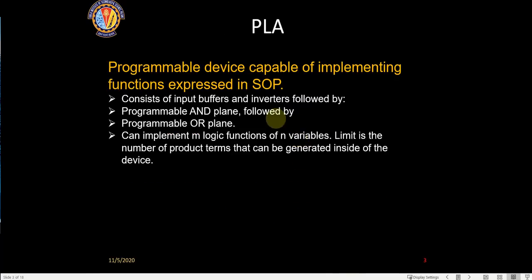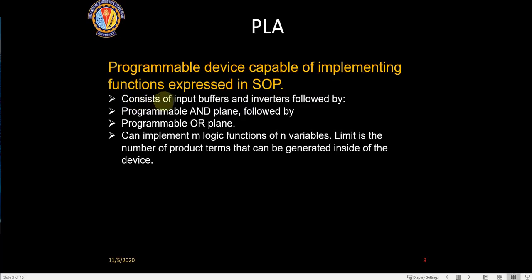So what is a PLA? A PLA is a programmable device capable of implementing functions expressed in sum of product form. Whenever a function is in sum of product form, we can implement it within a PLA. The input signals could be coming from various sensors, and the outputs could be signals which drive a relay, a motor, and things like that.